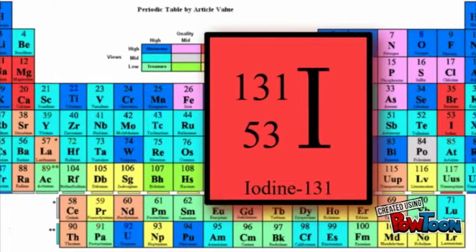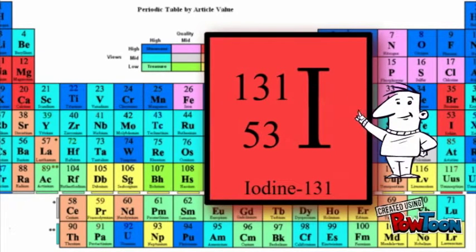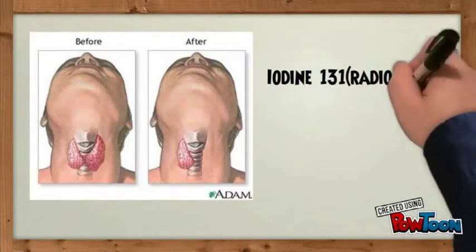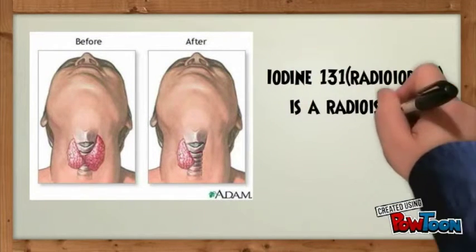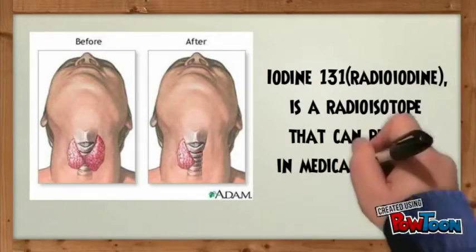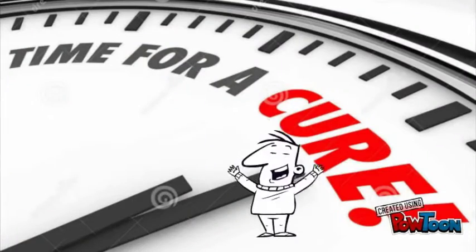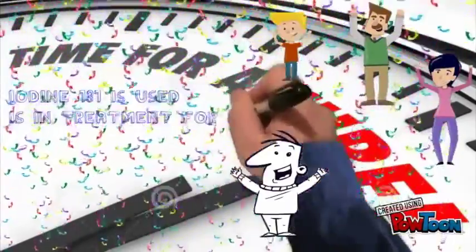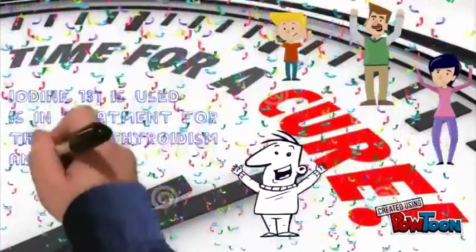One medical use of radioisotopes is the use of iodine-131. What is iodine-131, you ask? Well, let me tell you. Iodine-131 is a radioisotope that can be used in medical therapies. In fact, ladies and gentlemen, it is used to cure hyperthyroidism and thyroid cancer.